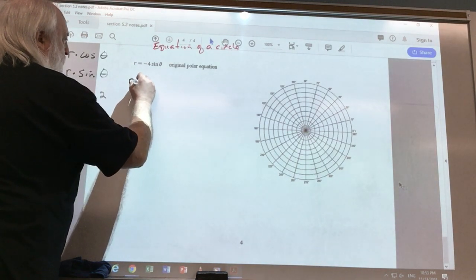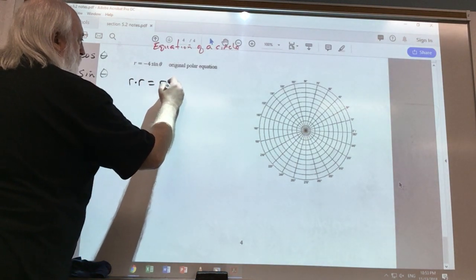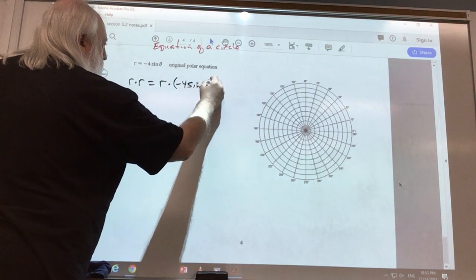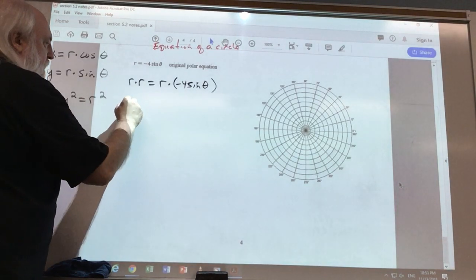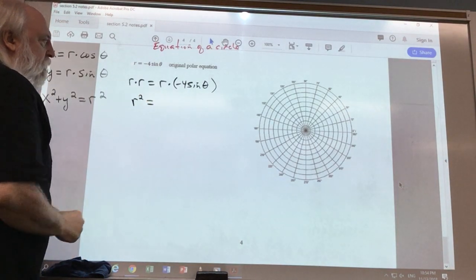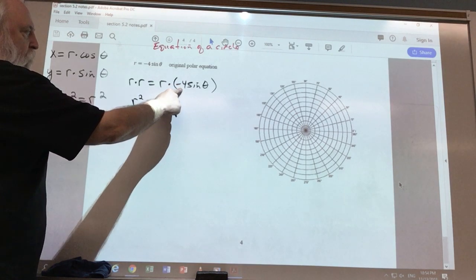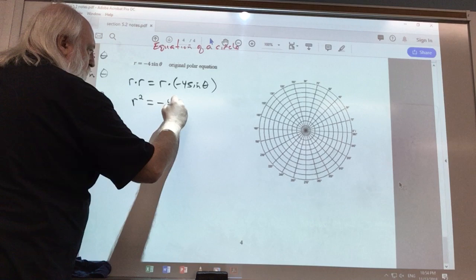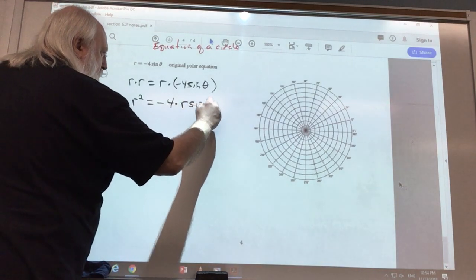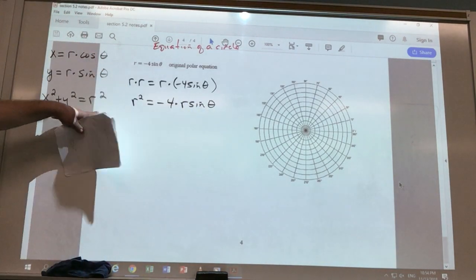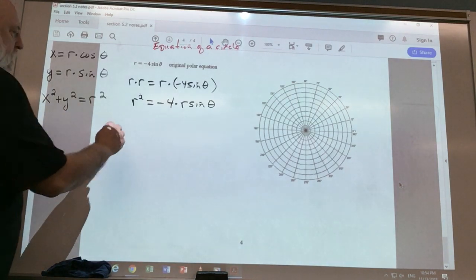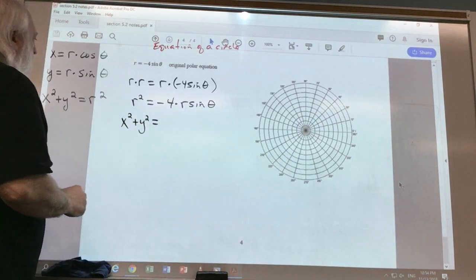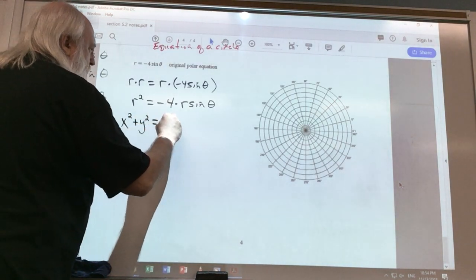I have r times r is equal to r times minus 4 sine theta. Well, r times r is r squared. And then r times minus 4 is the same as minus 4 times r. I can switch the order of multiplication. Well, r squared is equal to x squared plus y squared, and r sine theta is equal to y.